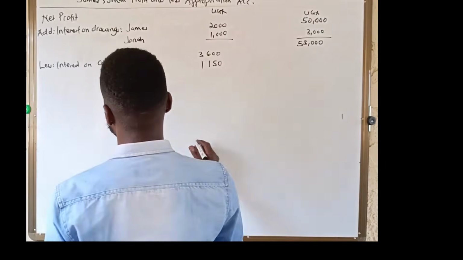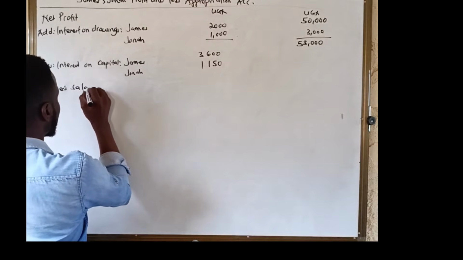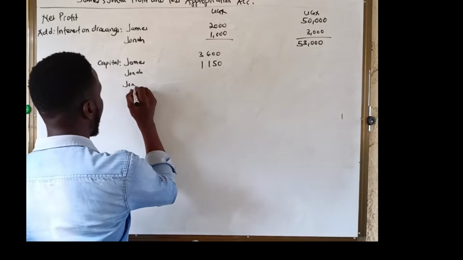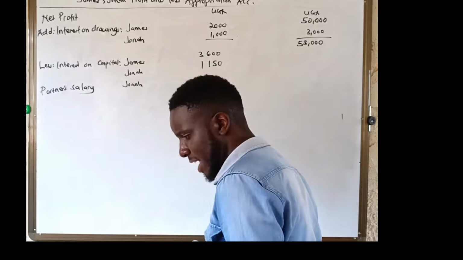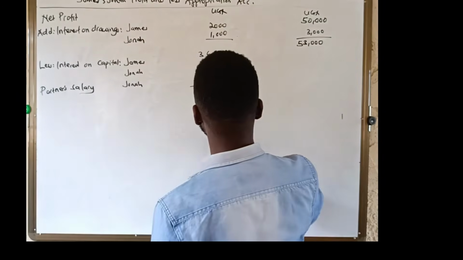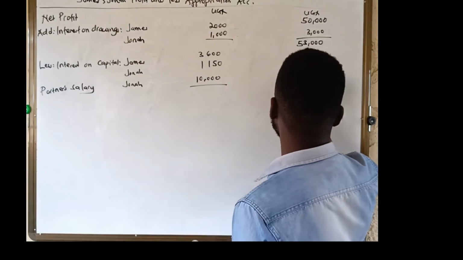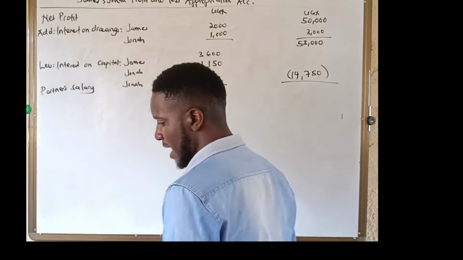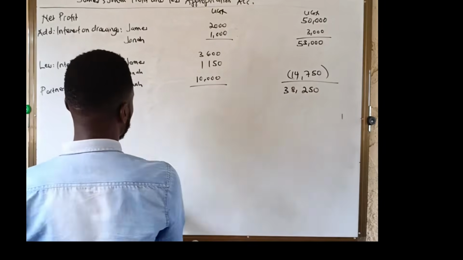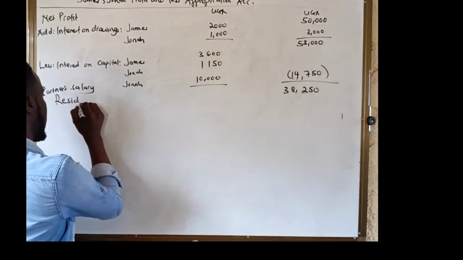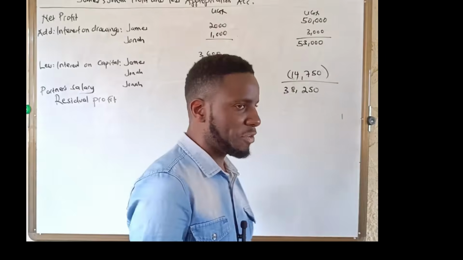So we can then say partner's salary, partners, and of course we have Jonah, which was 10,000. So we get the total of this, and when you get the total of this, you realize that our total will be 14,750. So we shall subtract this off, and our final value will be 38,250. And this is what we shall call our residual profit, or profit to be shared. So this is our residual profit that we have.